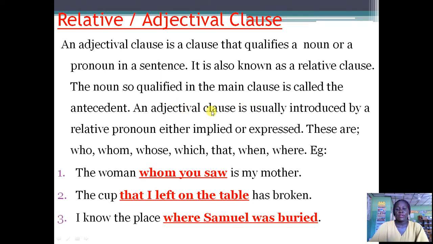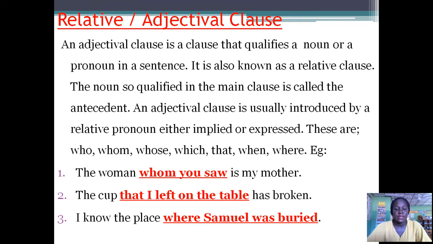An adjectival clause is usually introduced by a relative pronoun, either implied or expressed. These are who, whom, whose, which, that, when, where, and so on. Like I said, the number one thing about a relative clause is that it qualifies a noun or a pronoun in a sentence. It is also introduced by relative pronouns like who, whom, whose, and so on.